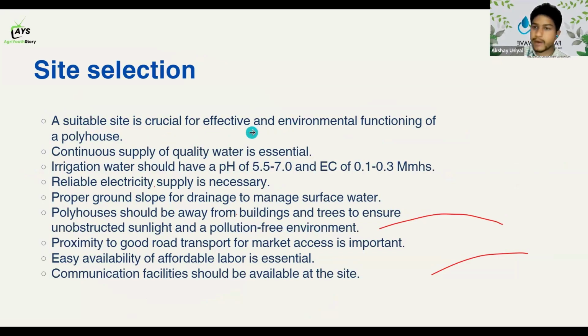Now the water that is required inside the polyhouse, when we are investing so much to actually control something inside the polyhouse, we need to be able to control the quality of water also. If we are using a polyhouse, we're definitely going to use a drip irrigation system or some kind of system so we can use less amount of water, and we need good quality water there. Now, this is one of the important things, that we need a continuous supply of quality water.